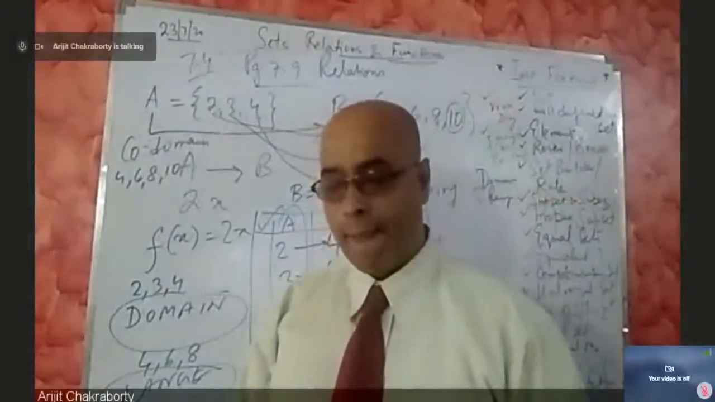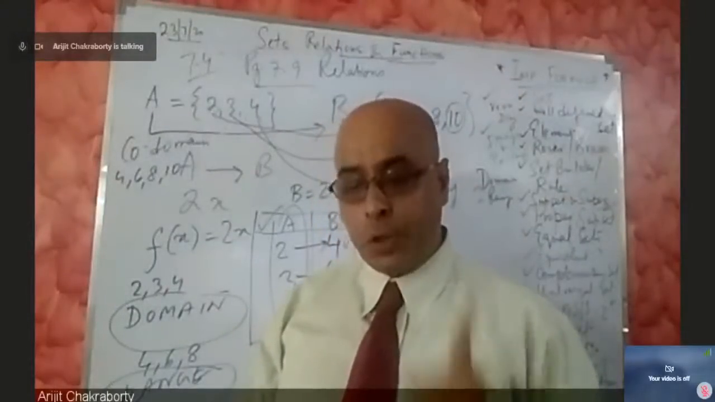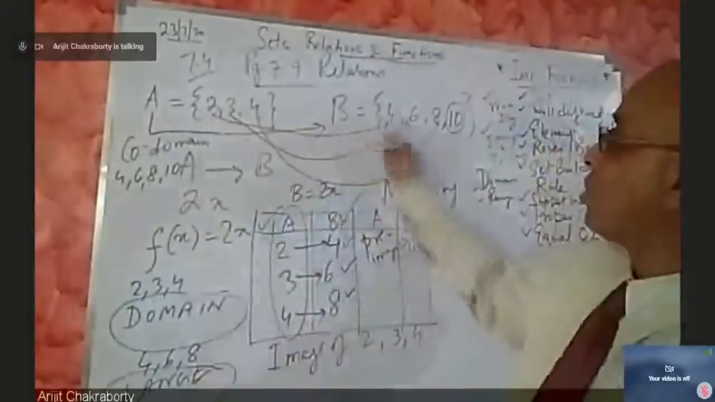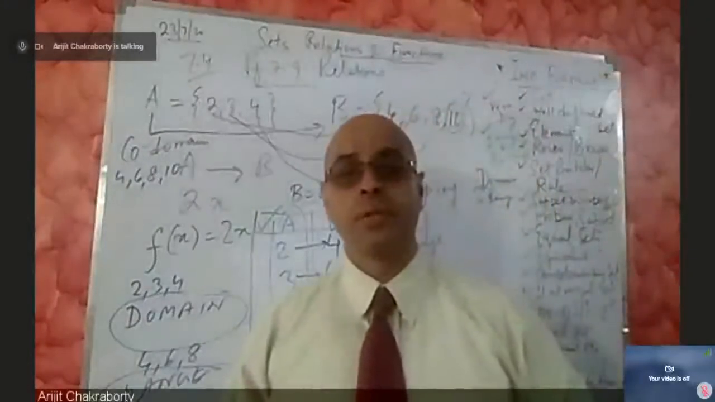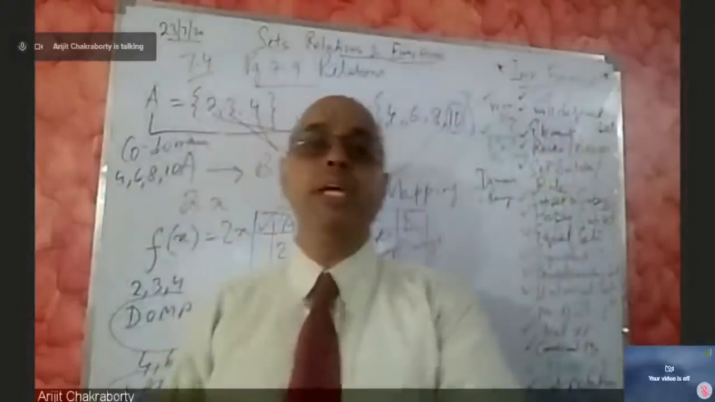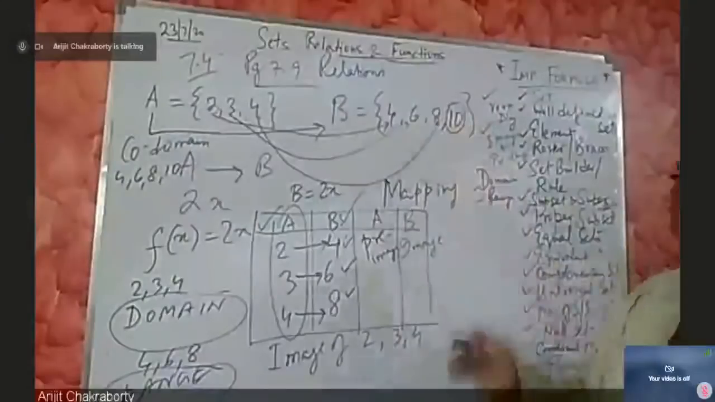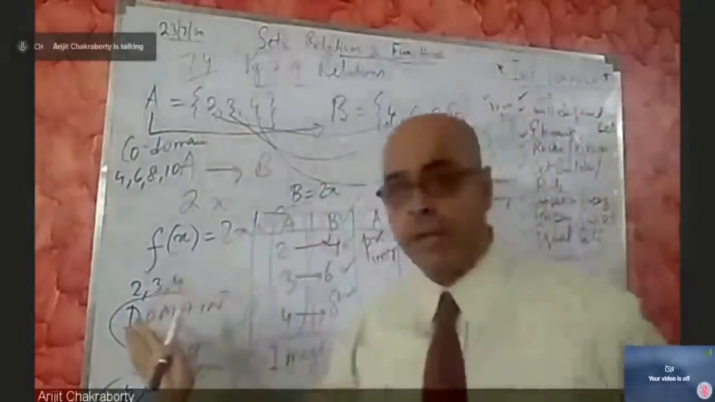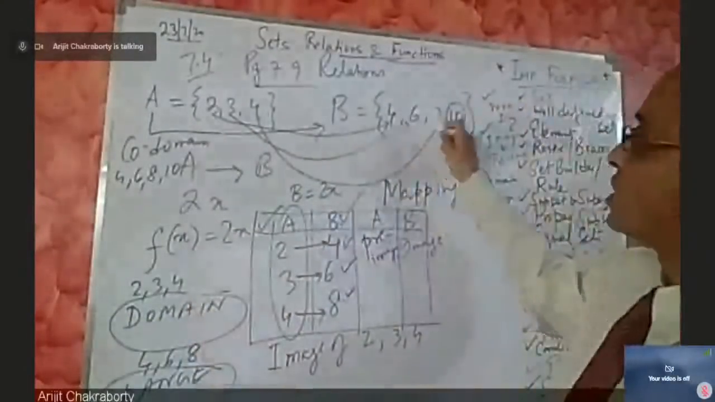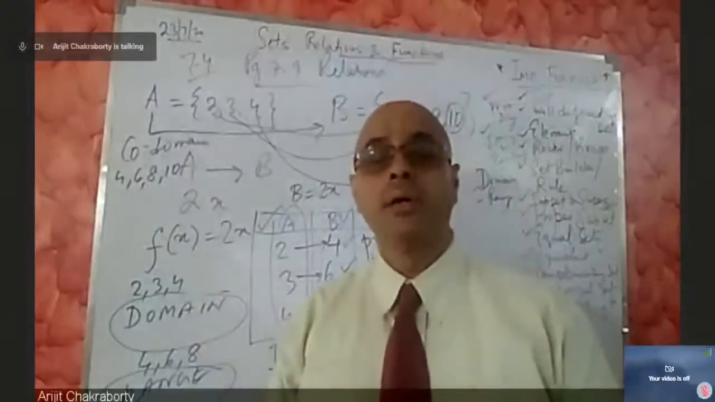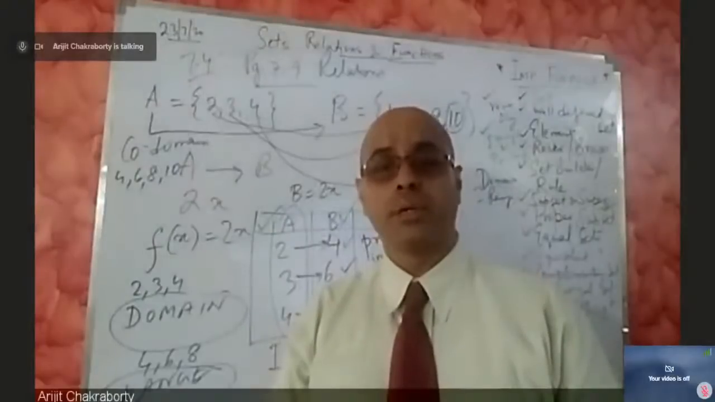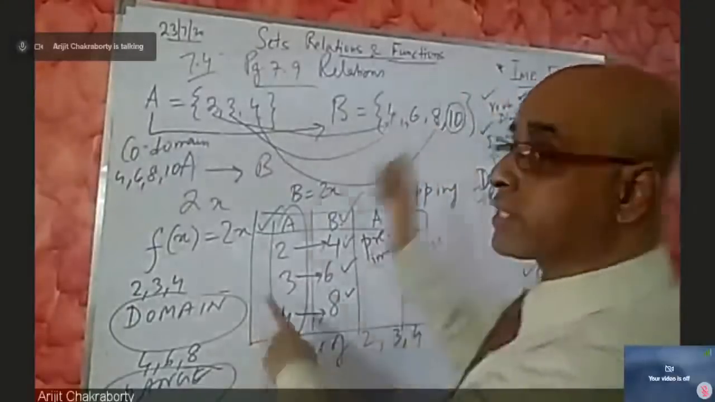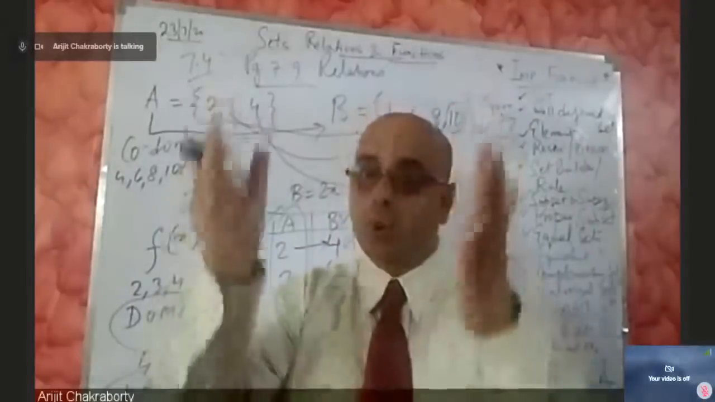That means first of all, 2, 3 and 4 are the inputs. 4, 6 and 8 are the outputs. 2, 3 and 4 are known as the pre-image. 4, 6 and 8 are known as the image. 2, 3 and 4 are known as the domain. The output, 4, 6 and 8, is known as the range of the function. 2, 3 and 4 is the domain. 4, 6, 8 and 10 is known as the co-domain.